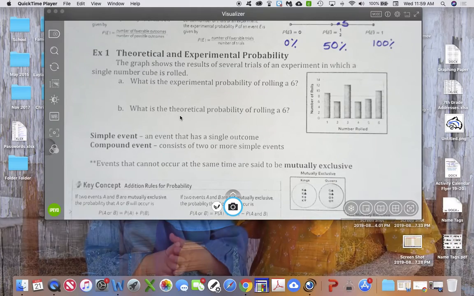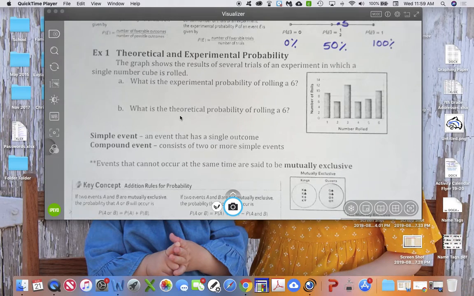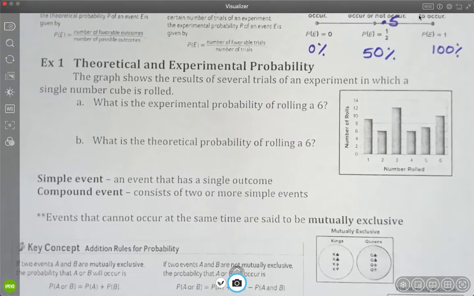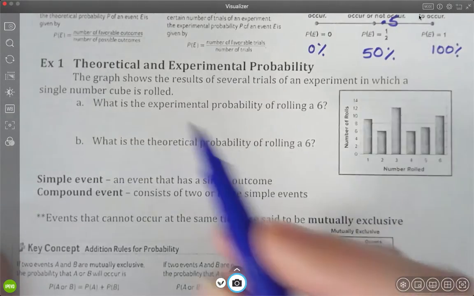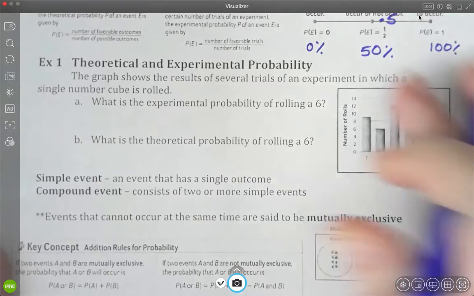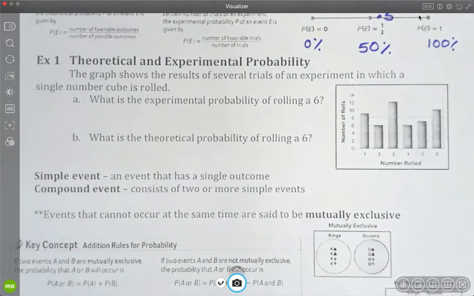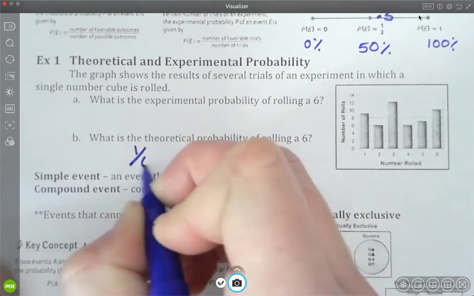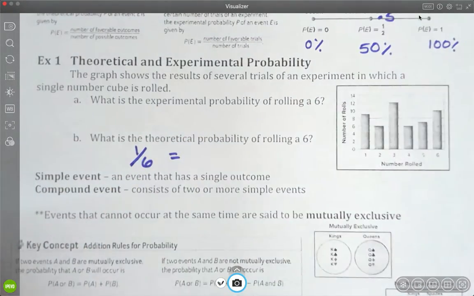All right, so theoretical and experimental probability. What is the experimental probability of rolling a 6? So this is what came up, right? Let's do part B first, actually. What is the theoretical probability of rolling 6? 1/6, right? I have a 1 out of 6 chance of rolling a 6. What is that as a decimal? How do you convert that? 1 divided by 6, and it will do it.